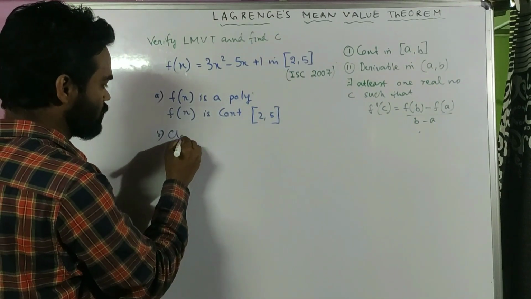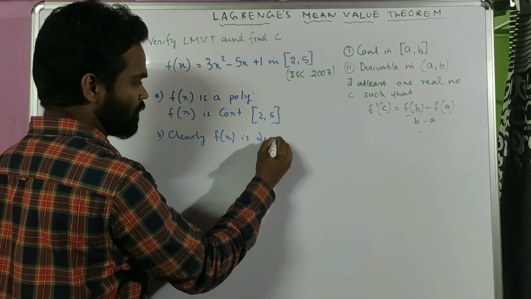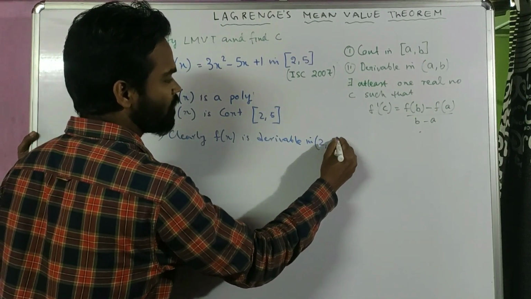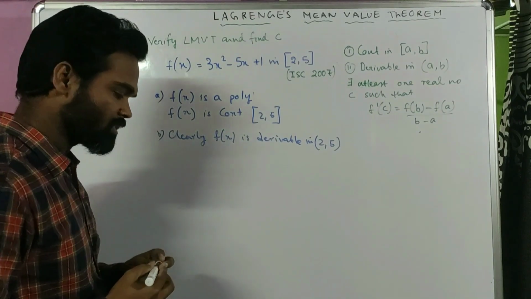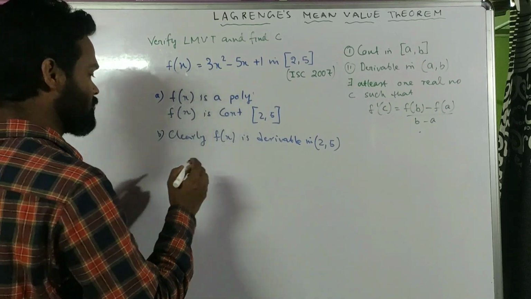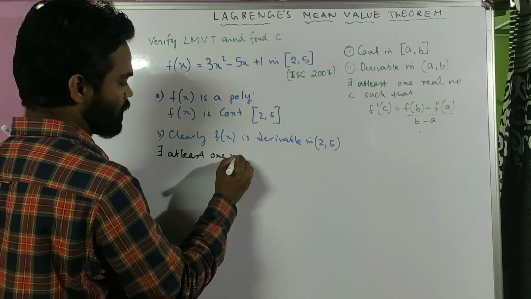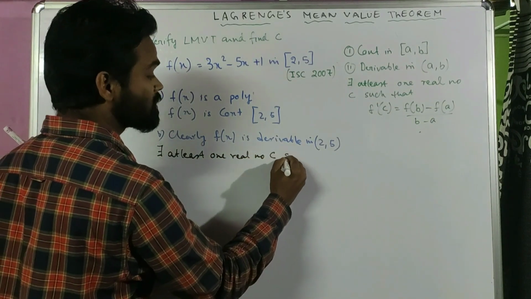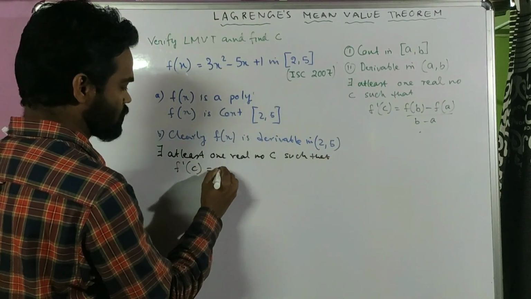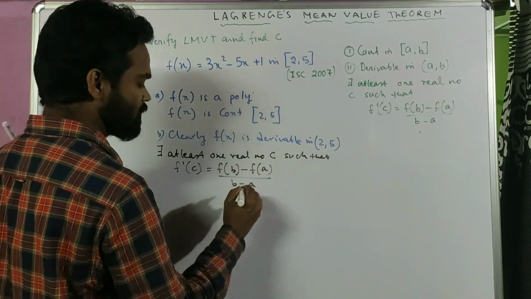And clearly you can see Fx is derivable in open interval 2, 5. Now the first two conditions are satisfied, which means there exists at least one real number C such that f dash C equals fb minus fa by b minus a.